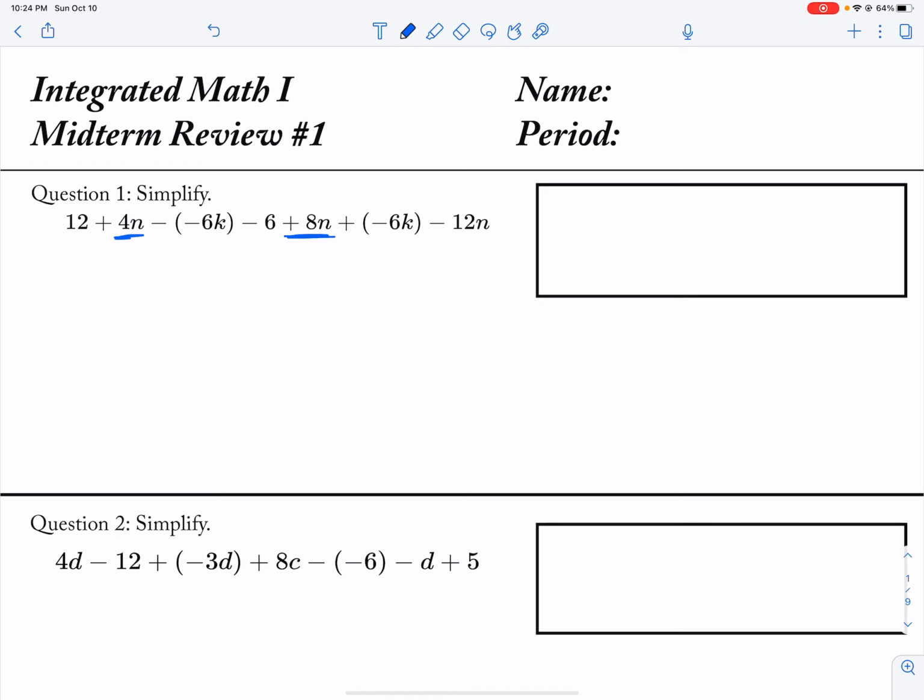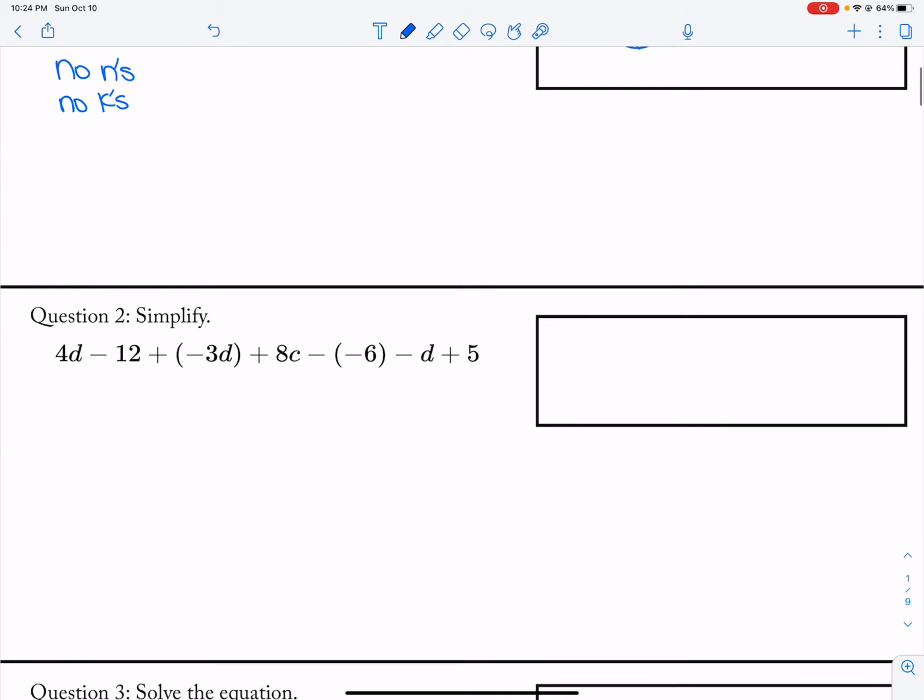So 4n plus 8n is 12n, minus 12n gives me no n's. And then that gives me a plus 6k and a minus 6k, so no k's. And then I'm left with 12 minus 6, which is 6.